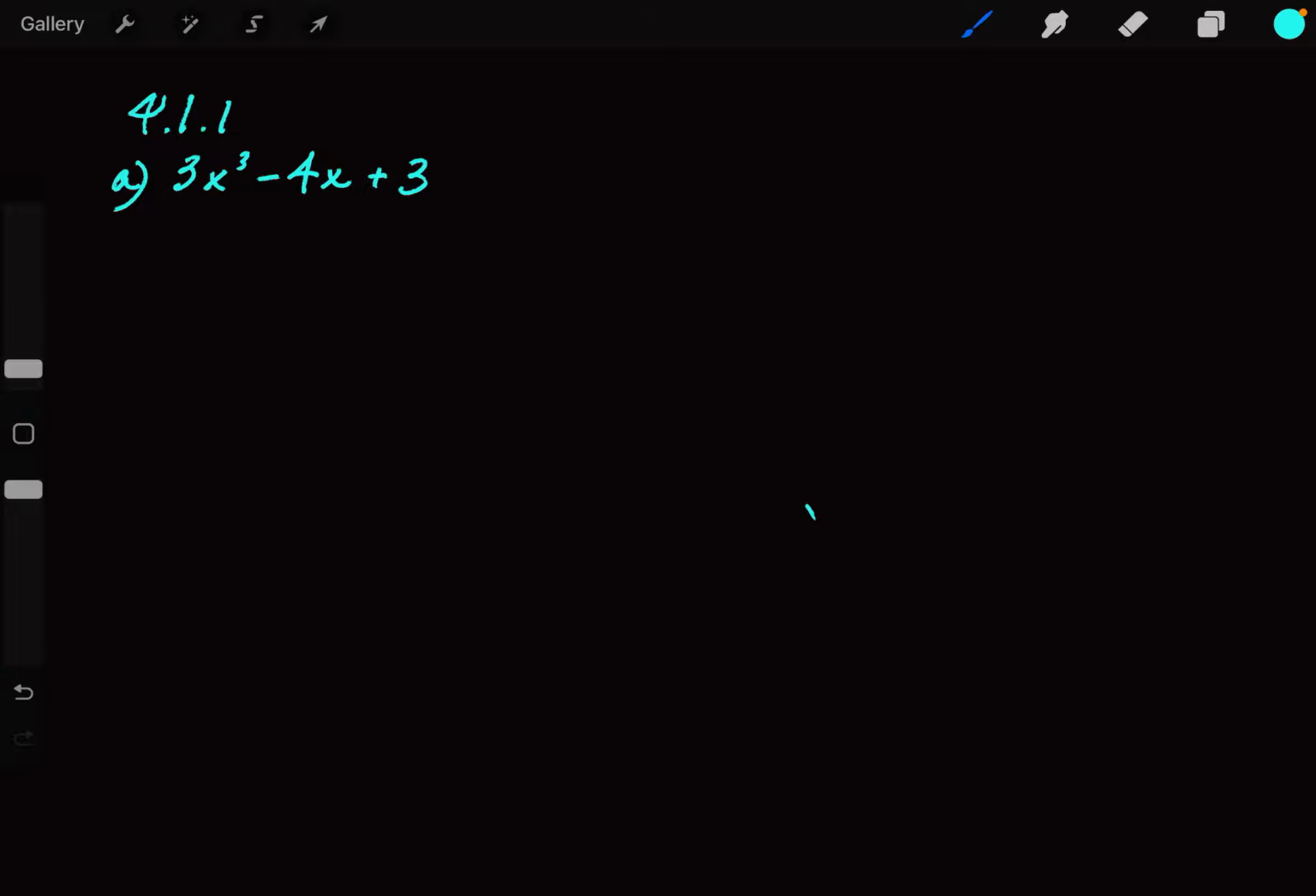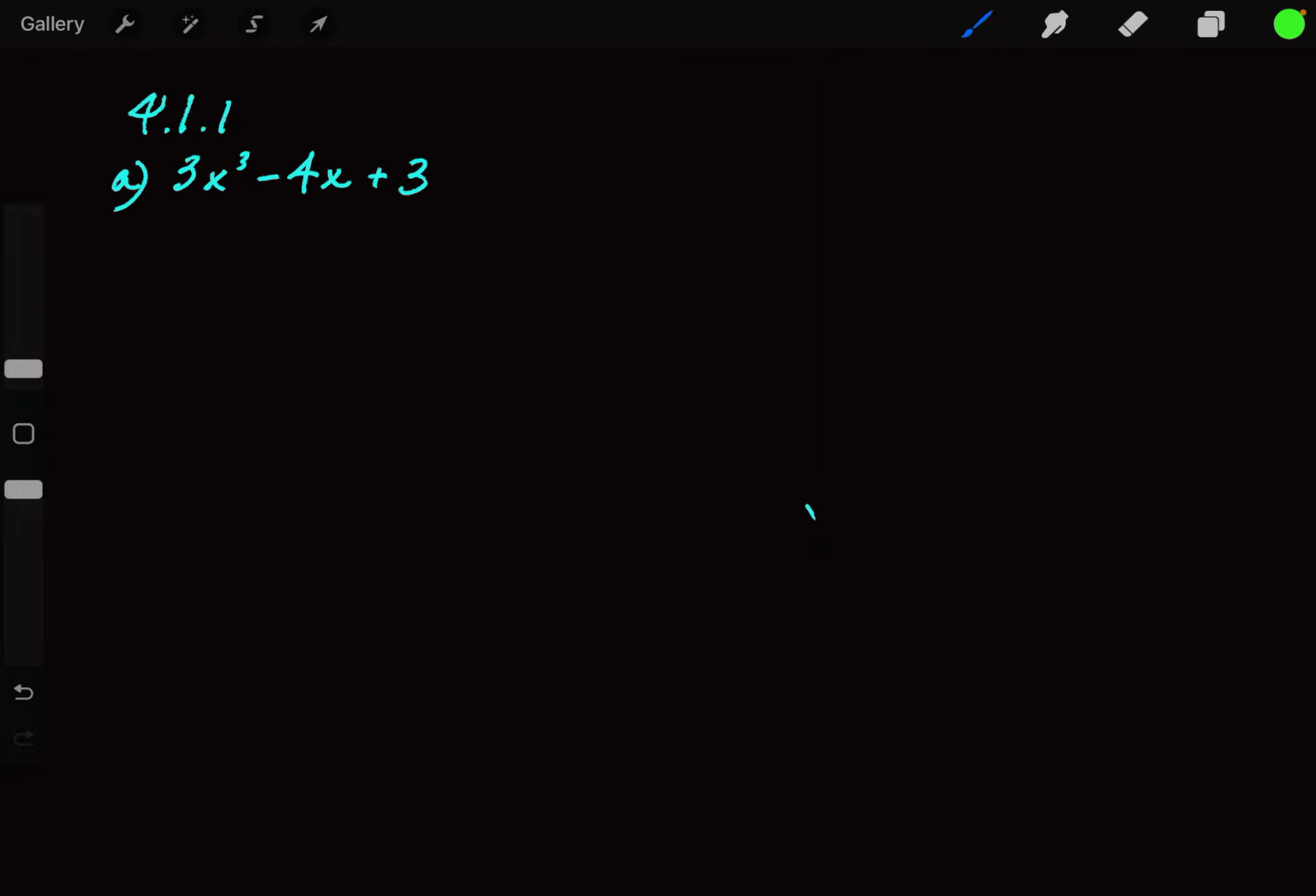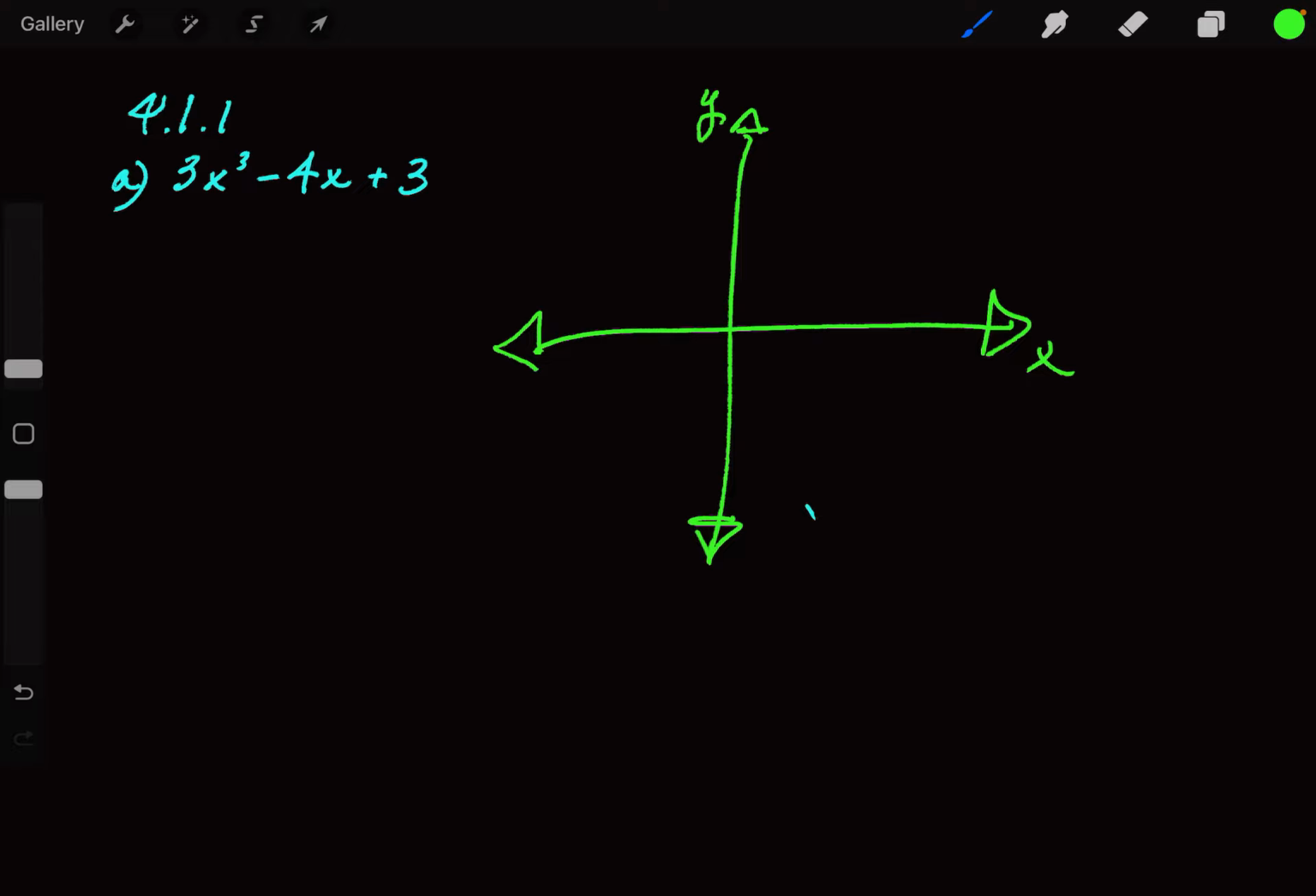Okay, so the instructions read here that we need to sketch the graphs of the following functions, find the intervals where the functions are increasing or decreasing, the intervals where the functions are concave up or down, and any inflection points. So here to start, we have this A. What I'm going to do is draw my axes to start, just to get a very rough sketch, right? I'm going to start off with simple points. So when x is 0, y is 3, so 1, 2, 3.